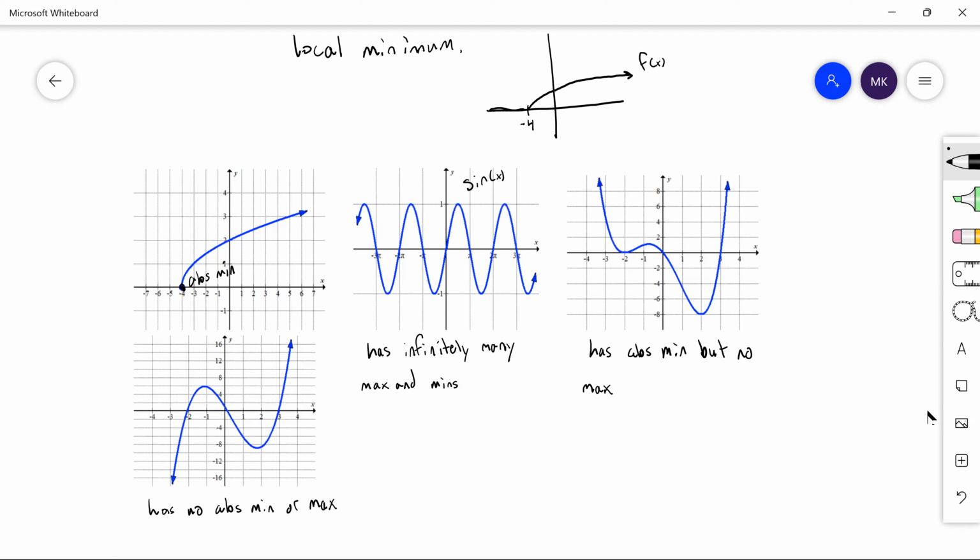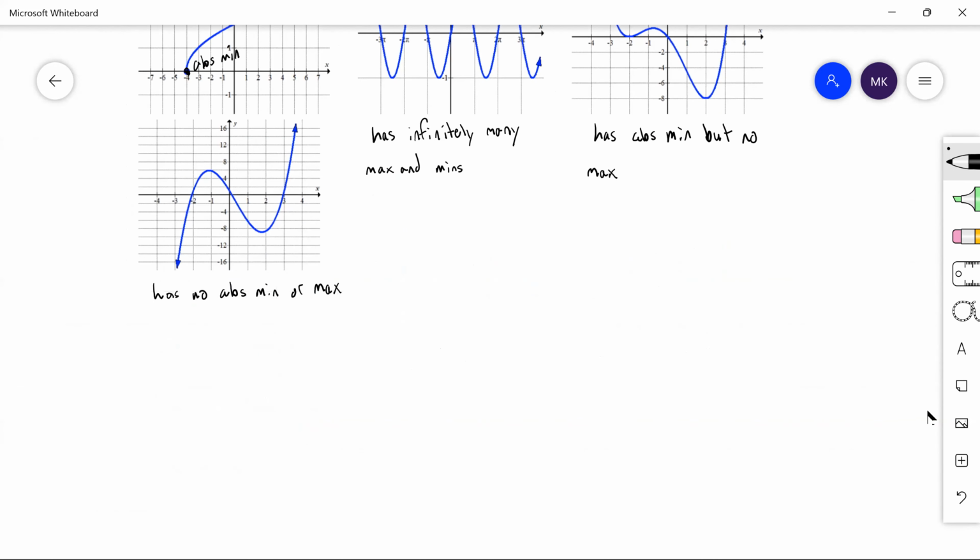So how do we find these? Right? With using derivatives, how do we find these things without just saying, okay, well, let me graph the function and then find it that way. We can find these using derivatives. And to do so, we have to define something called a critical point.